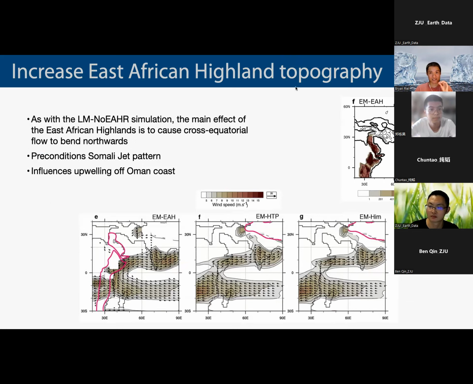So first, with the East African highland topography, similar to the late Miocene simulation, the main effect of the East African highlands is that it causes the wind to bend towards the Indian Ocean. So it causes the cross-equatorial flow to bend northwards. It essentially preconditions the formation of the Somali jet, and that itself will influence the upwelling off the Oman coast.